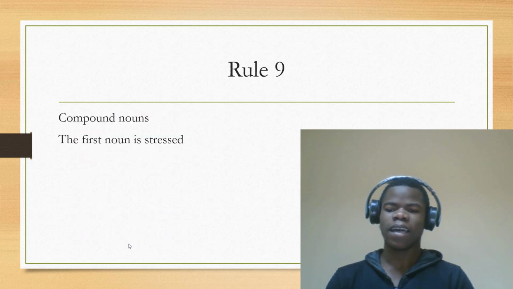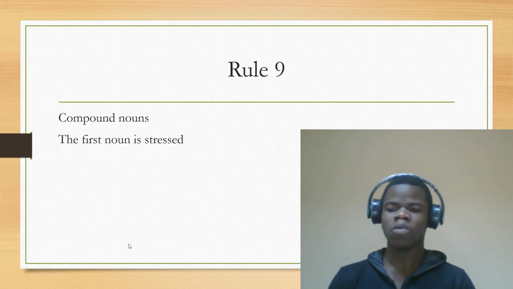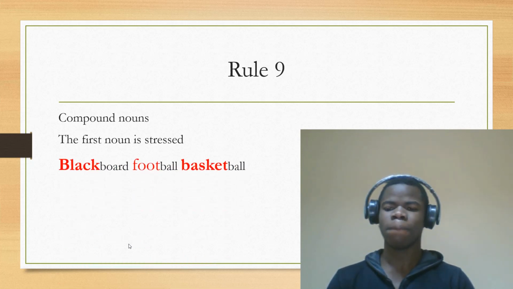Rule number 9, compound noun. A compound noun is a noun composed of other nouns. Okay. So in this kind of nouns, the stress is on the first part, meaning on the first noun, such as blackboard, football, basketball. Okay, the stress is on black, foot, and basket.